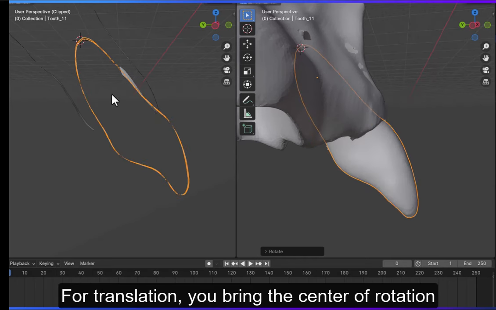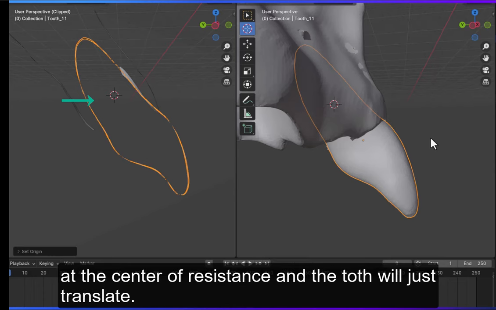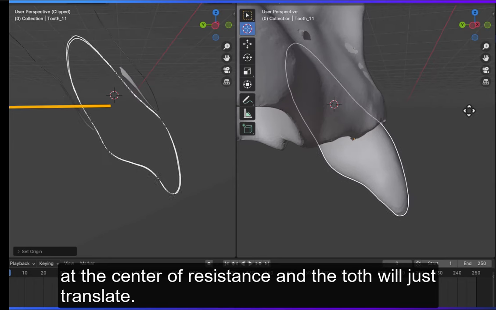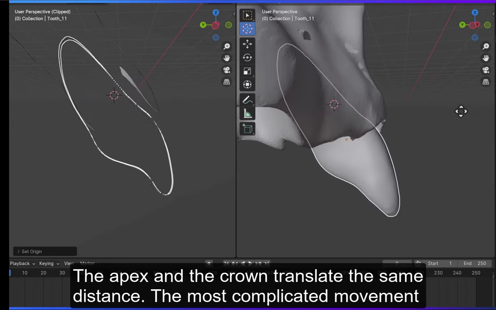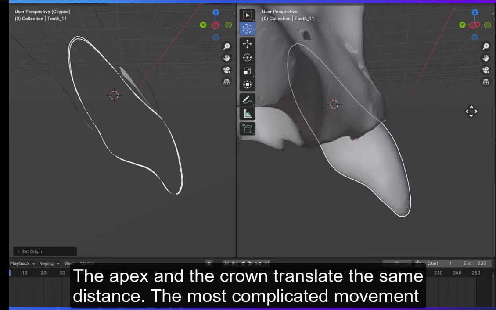For translation, you bring the center of rotation to the center of resistance, and the tooth will just translate. The apex and the crown translate the same distance.